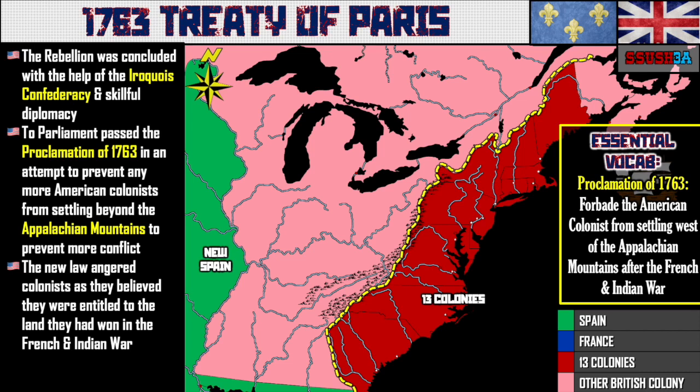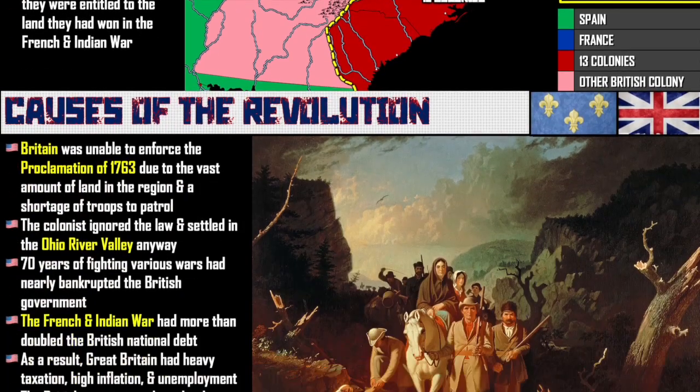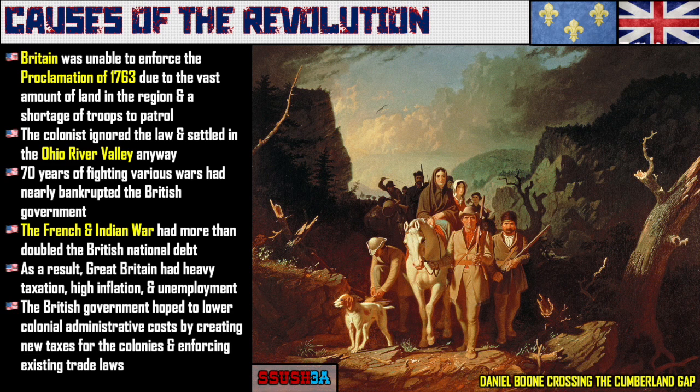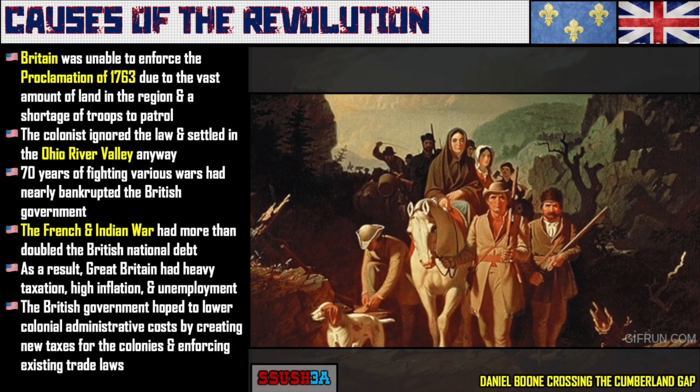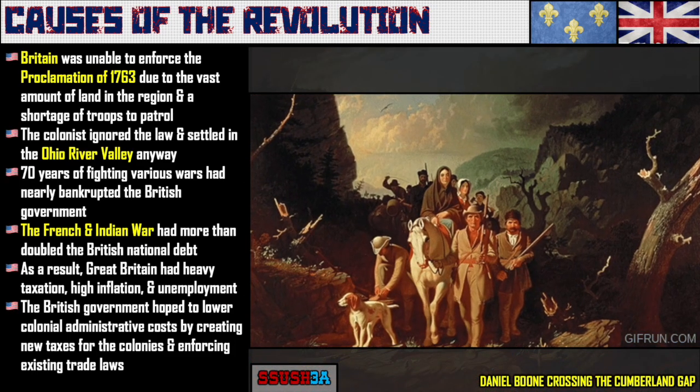On the flip side, the British monarchy was concerned about more conflict with Native Americans because of the humongous debt that was incurred from the French and Indian War. Britain was unable to enforce the Proclamation of 1763 due to the vast amount of land in the region and the shortage of troops to patrol. The colonists ignored the law and settled in the Ohio River Valley anyway.